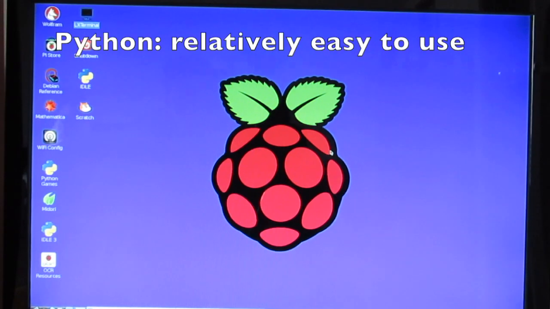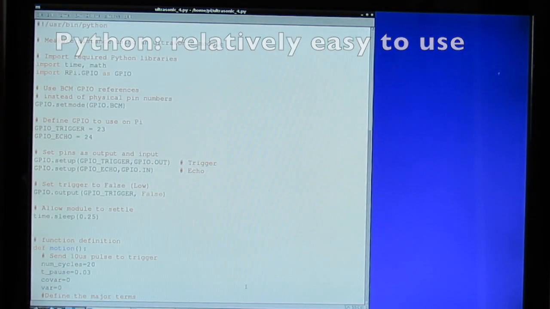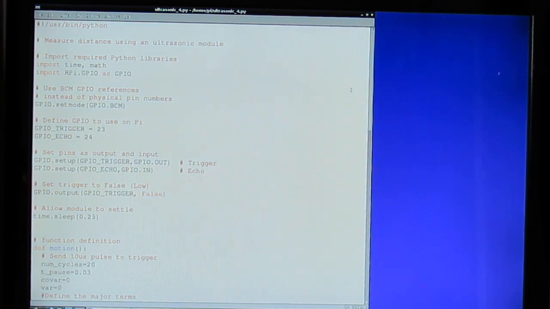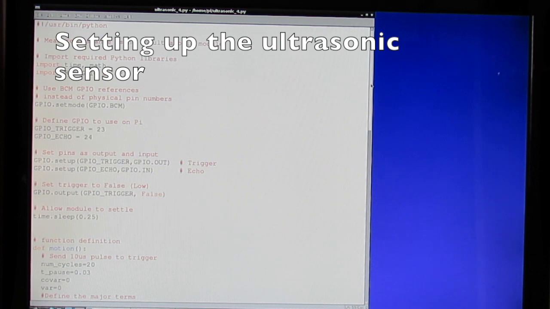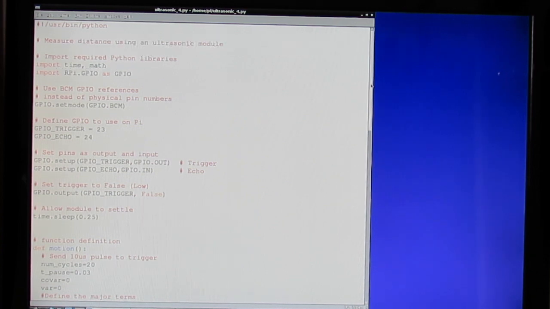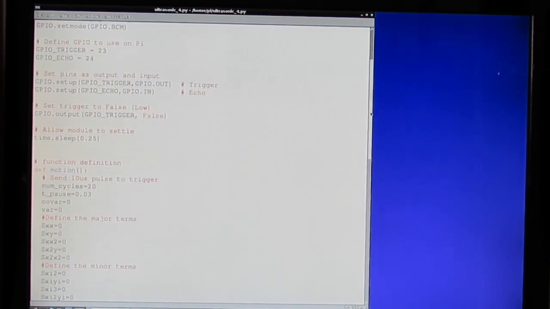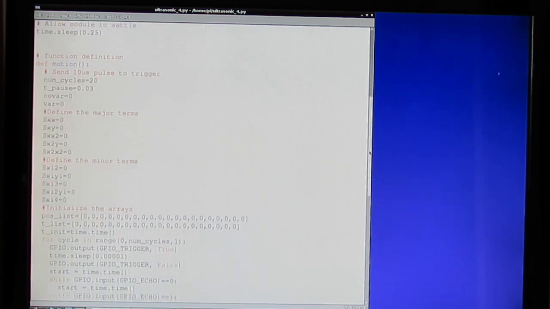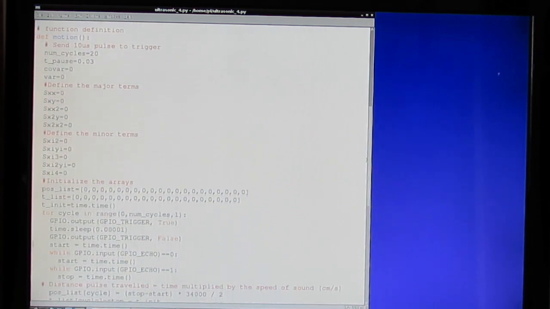Let's talk about some interesting aspects of the code. I use Python since it is fairly straightforward to do simple things like this project. This portion of the code sets up the Pi to control the sensor. The Pi sends 10 microsecond pulses to the sensor and estimates the distance based on the time it takes for the pulse to get back.